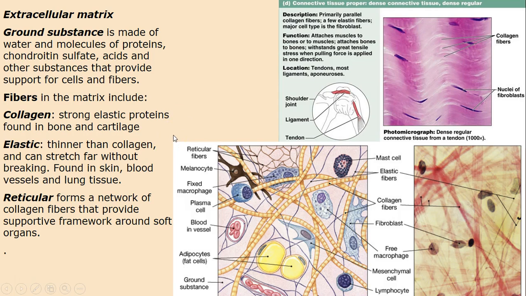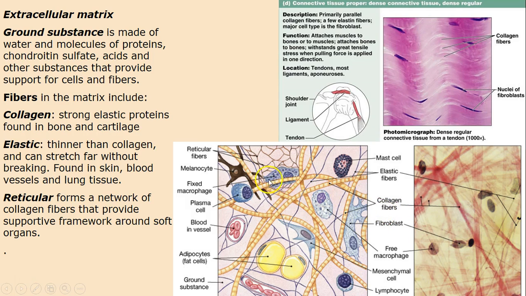Elastic, these tend to be thinner. Let's see if we can find the elastic. Here they are. They look like tiny threads under the microscope, and you can see here the difference between elastic and collagen. It allows our skin to stretch without tearing, and we find it in many places: skin, blood vessels, where we have stretchability.